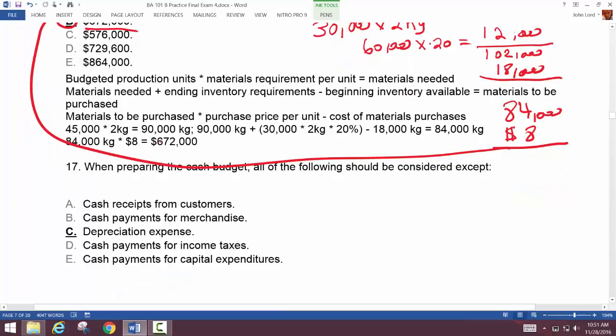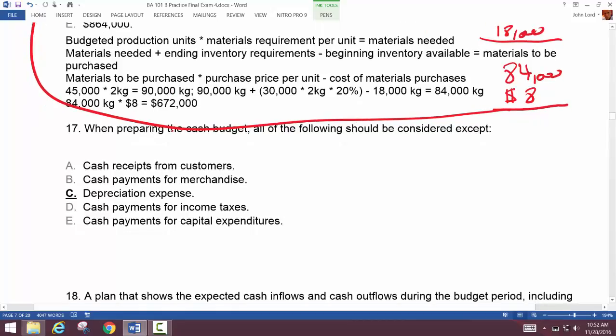When preparing the cash budget, all of the following should be considered except... I don't know that it shouldn't be considered. Depreciation expense is the best answer, but I don't know that it's not considered. I guess you kind of ignore it. The way we were doing it is we were taking the total overhead and then backing out the depreciation portion, so we were kind of using it. But clearly, of all of these, depreciation expense would be the one you'd have to choose here, right?